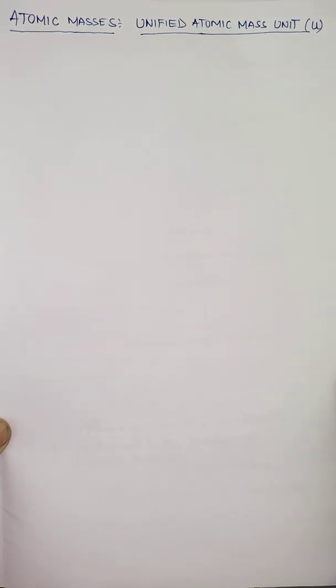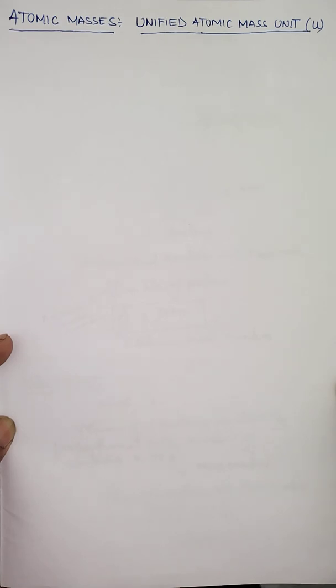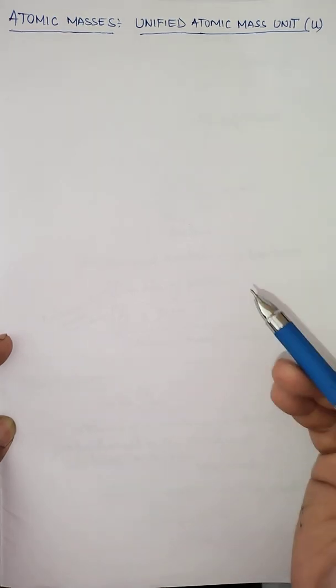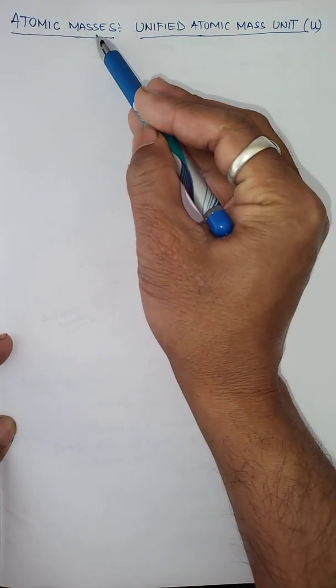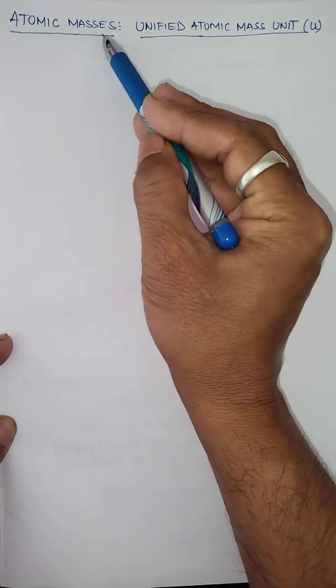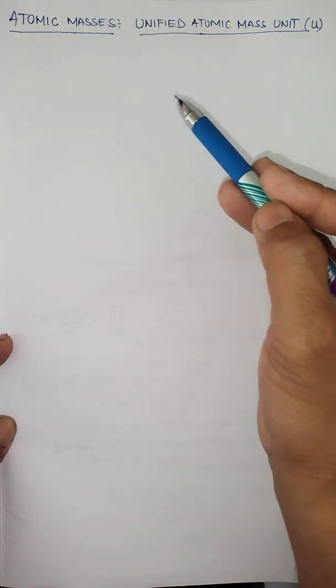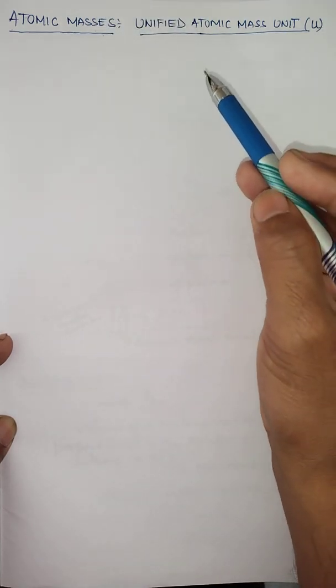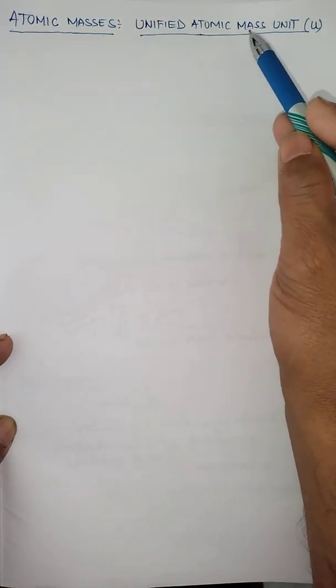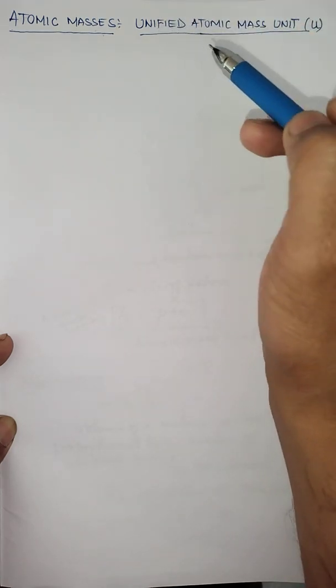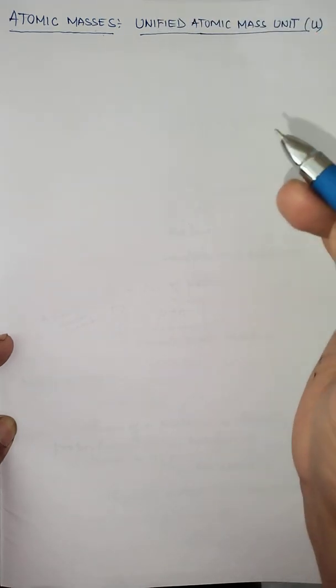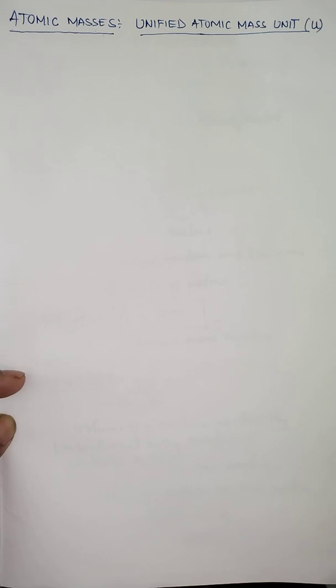Alright, dear children, now we move to the next topic from this chapter on nuclear structure. The topic we do now is atomic masses. We measure these atomic masses by the smallest unit, called the unified atomic mass unit, which we commonly call atomic mass unit, AMU.